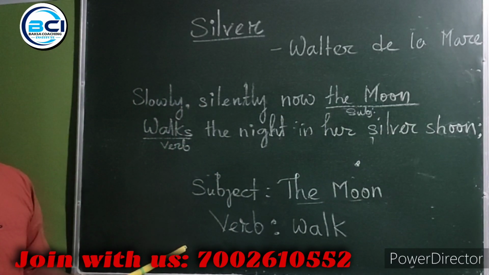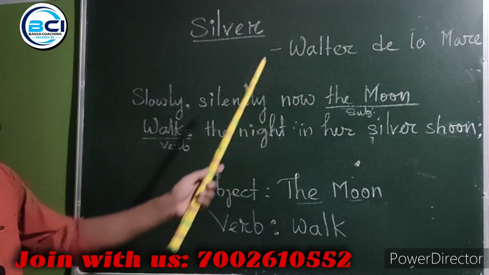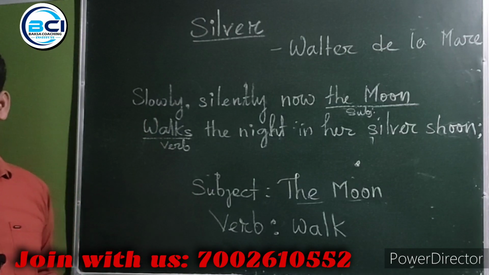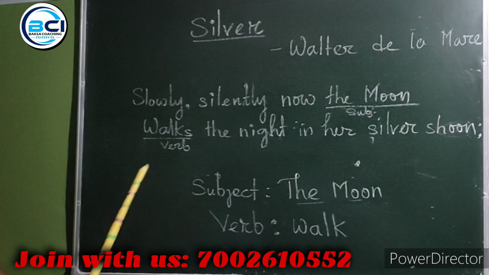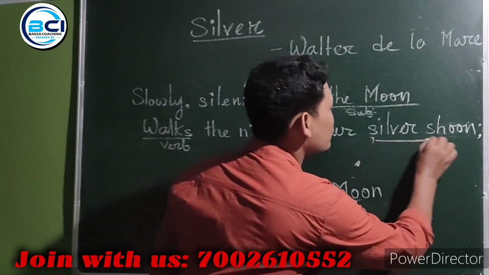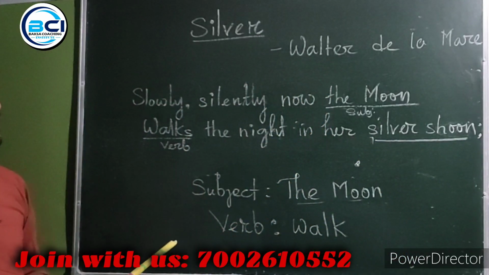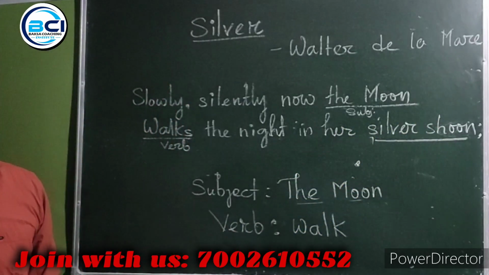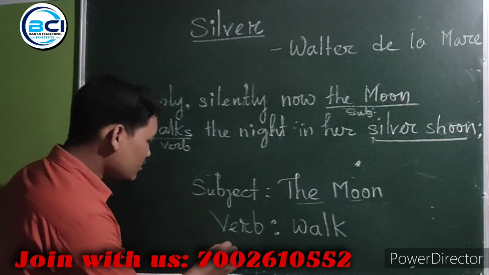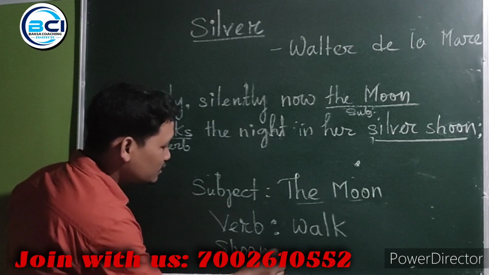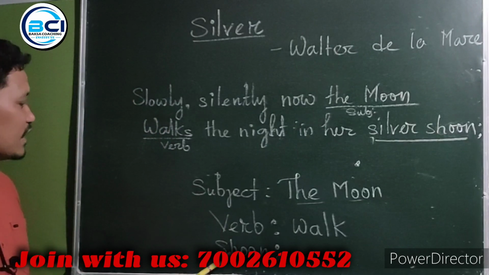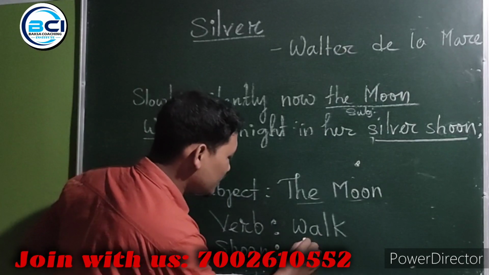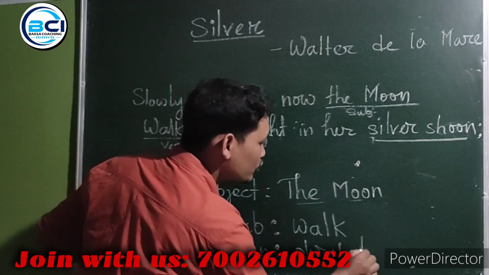Now you tell me, what is the moon wearing while she was walking? Silver sheen. Yes. Look, the last 2 words of the line imply silver sheen. Here, what is the meaning of sheen? Shoe. Yes, I told you, this is the plural form of shoe, right? So this is the plural of shoe.